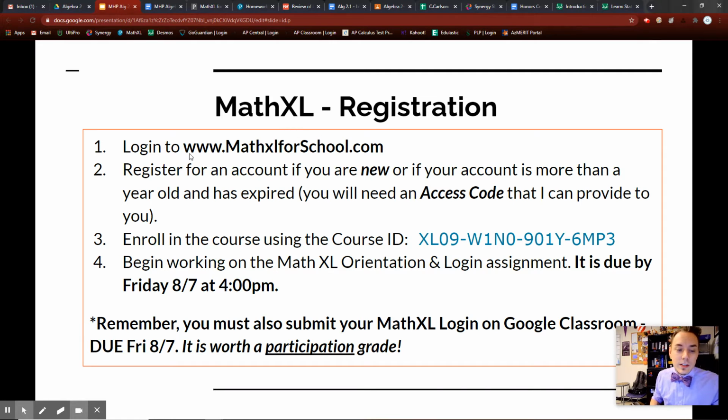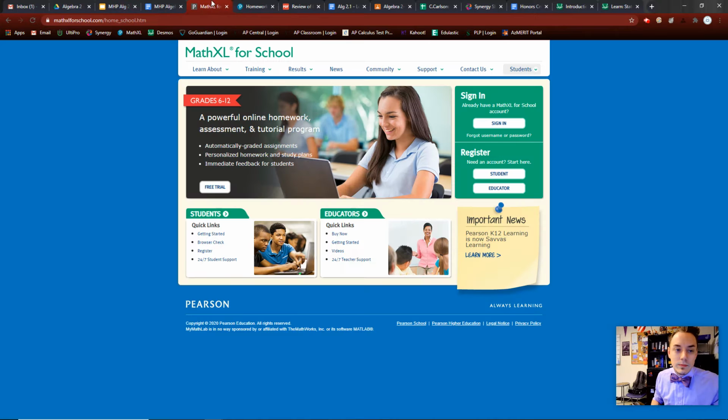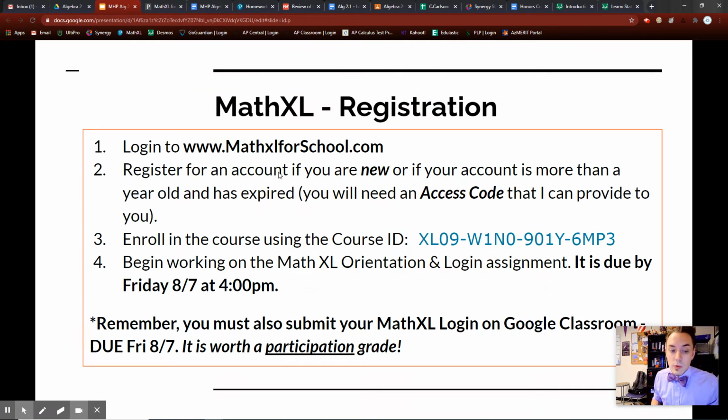So first things first, you're going to log into MathXL for School. It looks like this. Okay? And pay very close attention, follow the instructions, register for an account if you are completely new, you've never had me before as a teacher, or if your account is more than 1 year old.